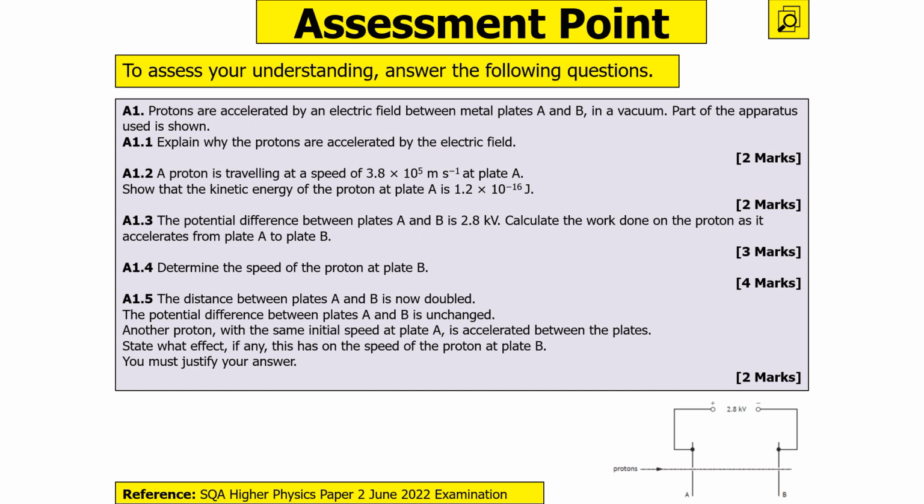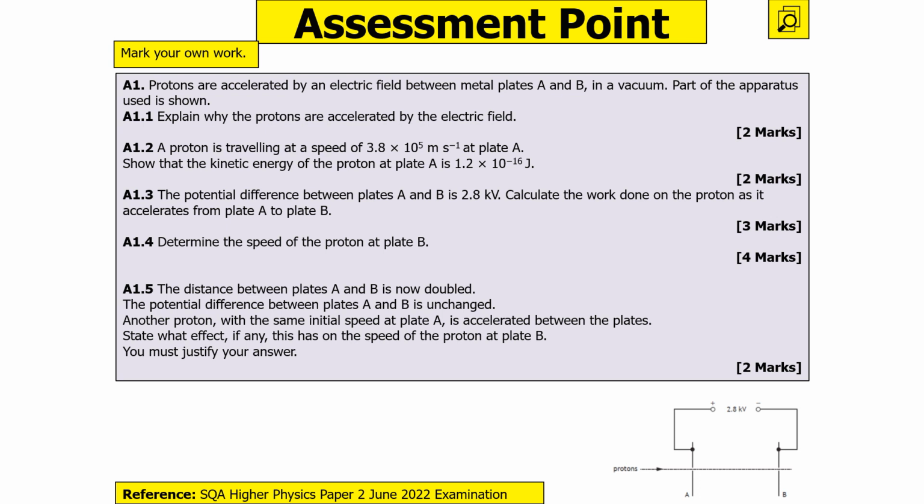Then the distance between A and B is now doubled. The potential difference between A and B is unchanged. Another proton with the same initial speed at plate A is accelerated between the plates. State what effect, if any, this has on the speed of the proton at plate B. You must justify your answer. So pause the video now, then unpause the video when you want to go through your answers.